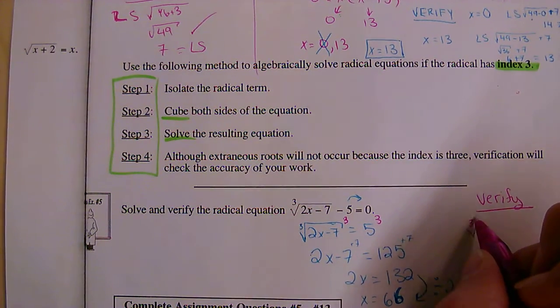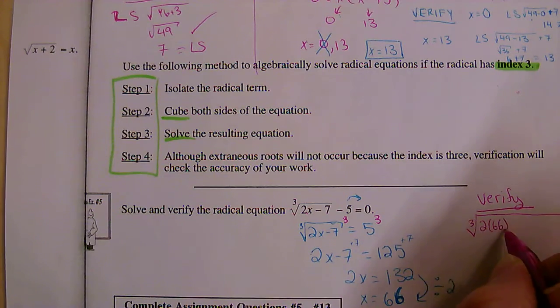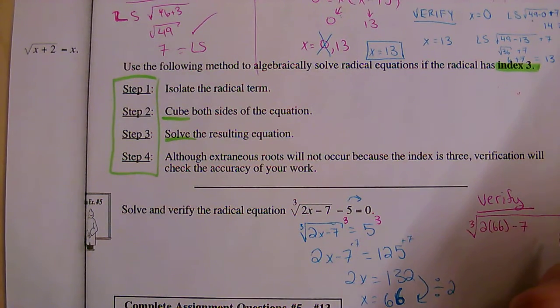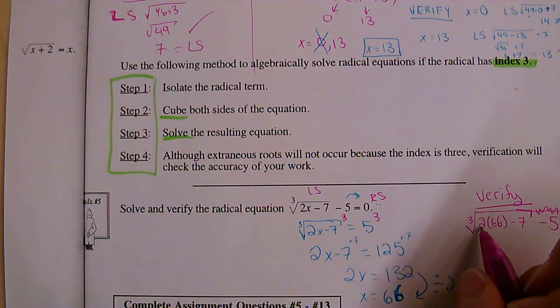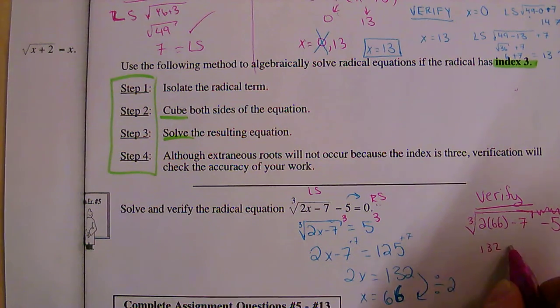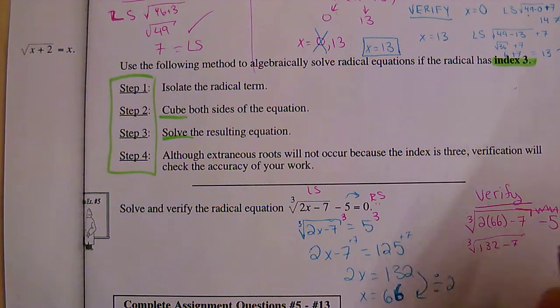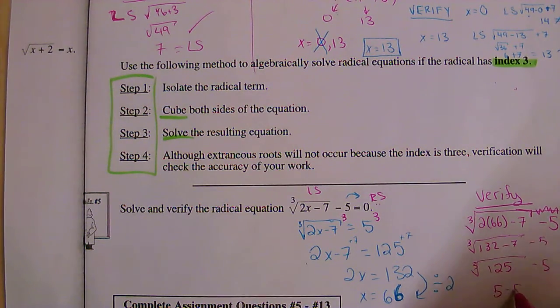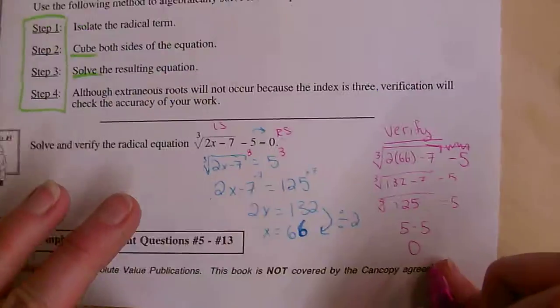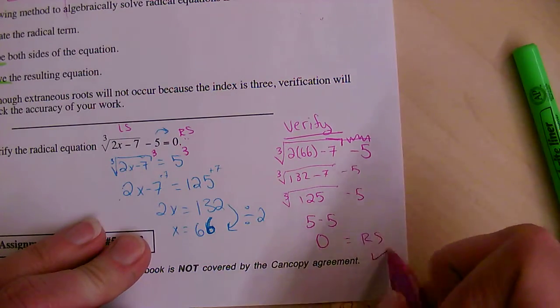Okay, then you want to verify. So the cube root of 2 times 66 minus 7, minus 5. We're seeing is it equal to the right side of 0. So 2 times 66 is 132. 132 minus 7 is 125. The cube root of 125 is 5. 5 minus 5 is 0, which is equal to the right side. So we're verified.